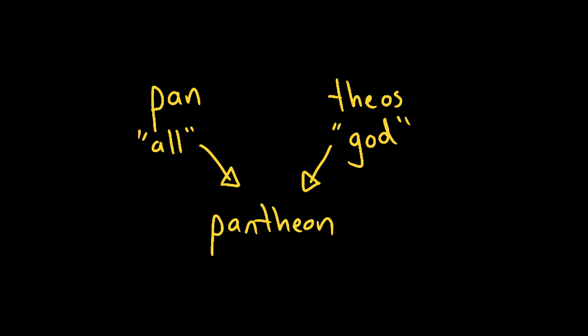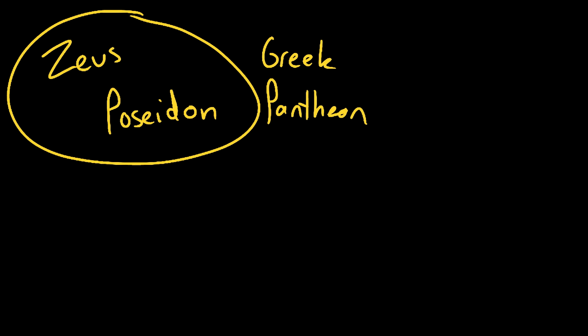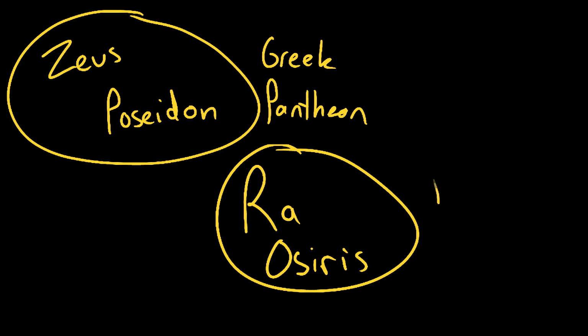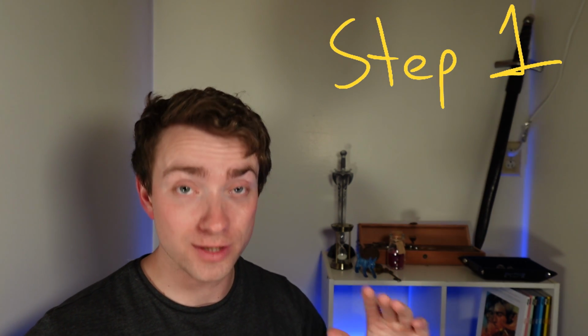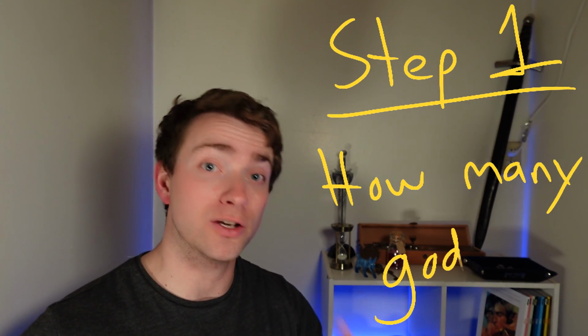So real quick, what even is a pantheon? It's basically a fancy word that just means all of the gods, and you can think of it in terms of a culture's beliefs about which gods exist. So for example, Zeus and Poseidon are in the Greek pantheon, while Ra and Osiris are in the Egyptian pantheon. But anyway, step 1 is just to figure out how many gods you'll have in your pantheon.